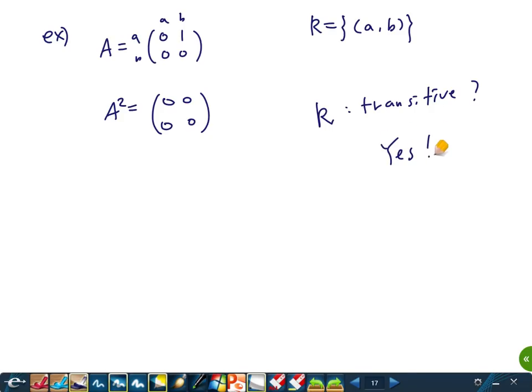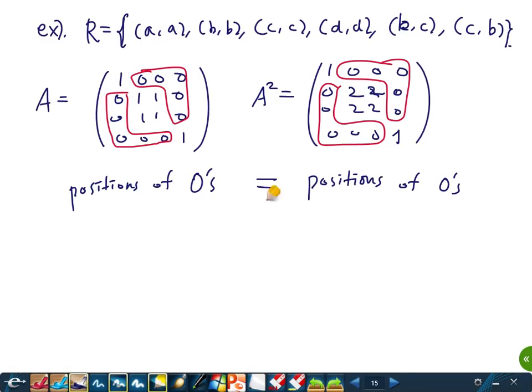So this example is kind of special. Sometimes the positions are exactly the same, but even though the positions are not the same, it can be transitive. So if you want the precise condition, if you write the positions as a set, we must have this. Transitive means the positions of zeros here are contained in here.